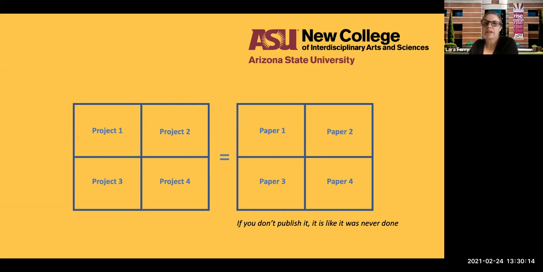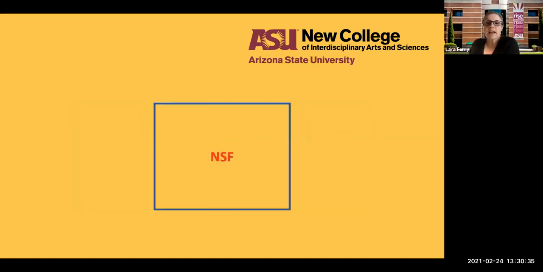We don't want them to be in these minimum publishable units, as we say. We'd like them to be robust papers with real contributions, substantial data, major hypotheses that you're testing, but papers that are useful to your academic community, the folks in your discipline. We do want to see this work published, of course, because if you don't publish it, it's as if it was never done. And you may be thinking of this box as an NSF box.